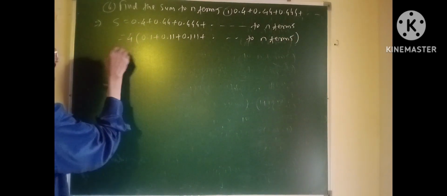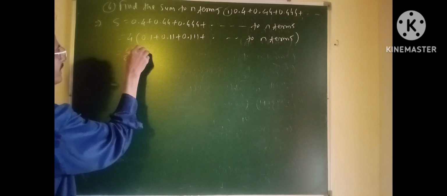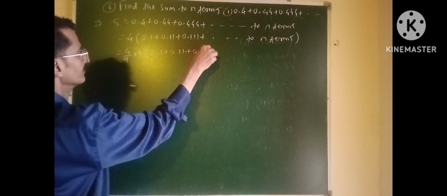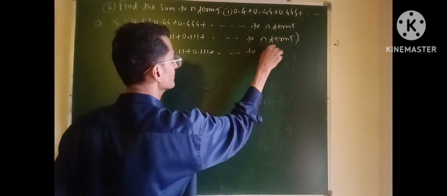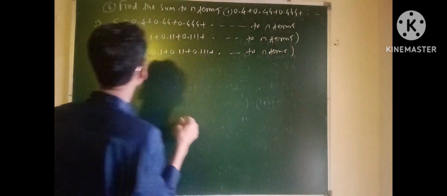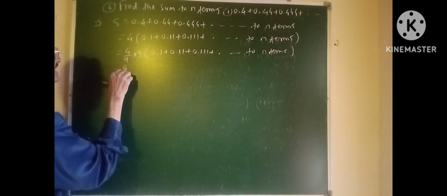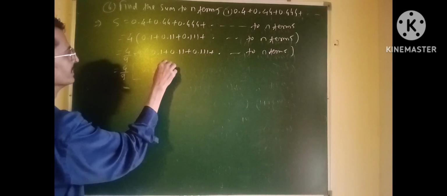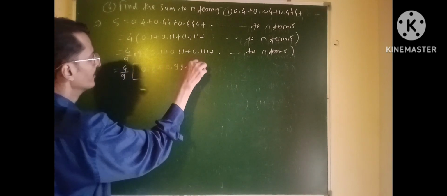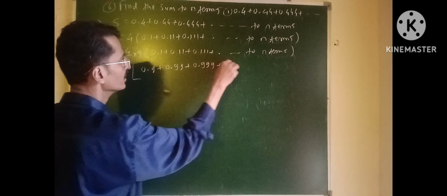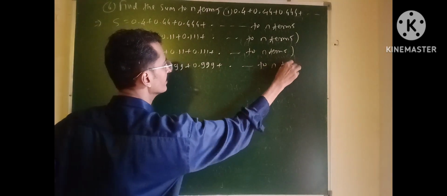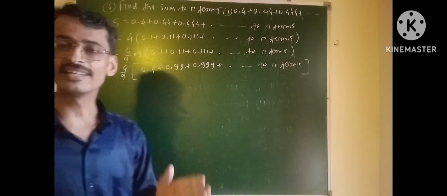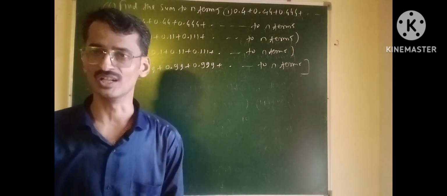Now we want 9. So multiply and divide by 9. 2 n terms. Now this 4 by 9 write same. Here 9 into 0.1 write 0.9, 0.99, 0.999, 2 n terms. Again these terms are neither in AP nor in GP, but we can solve this easily.